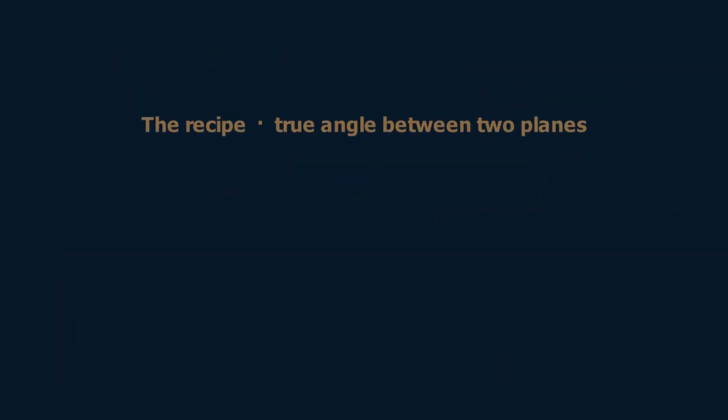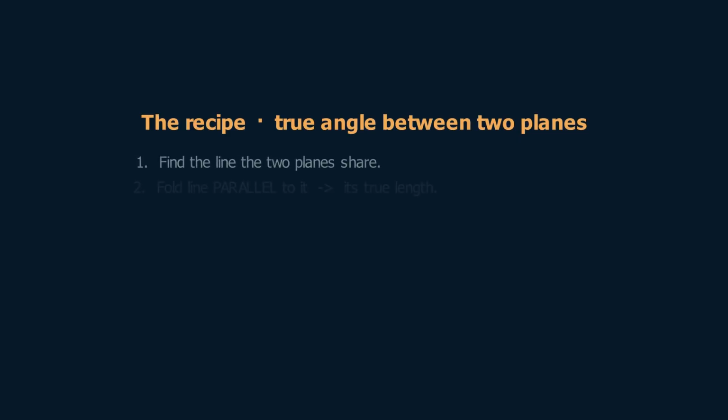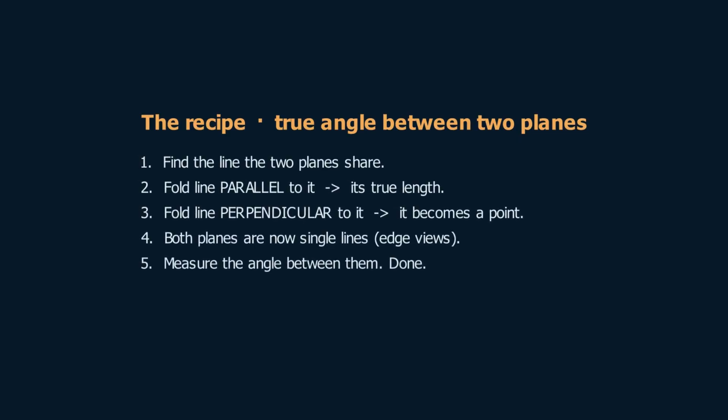So, the recipe, and it never changes. Find the line the two planes share. One auxiliary view parallel to it gives you its true length. A second auxiliary view perpendicular to that true length turns it into a point. Both planes fall to edge views, and you simply measure between them. And remember the one rule that ties it all together: the distances for a new view always come from the view you skipped over. Try it now on Problem 4.13.